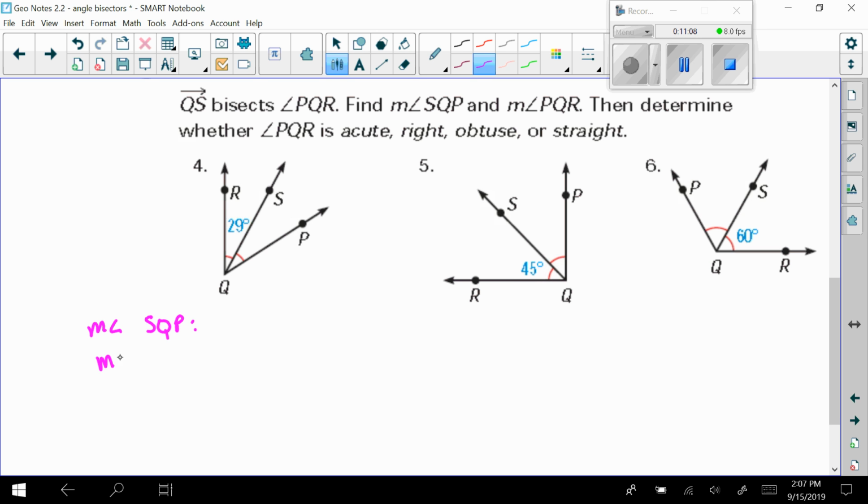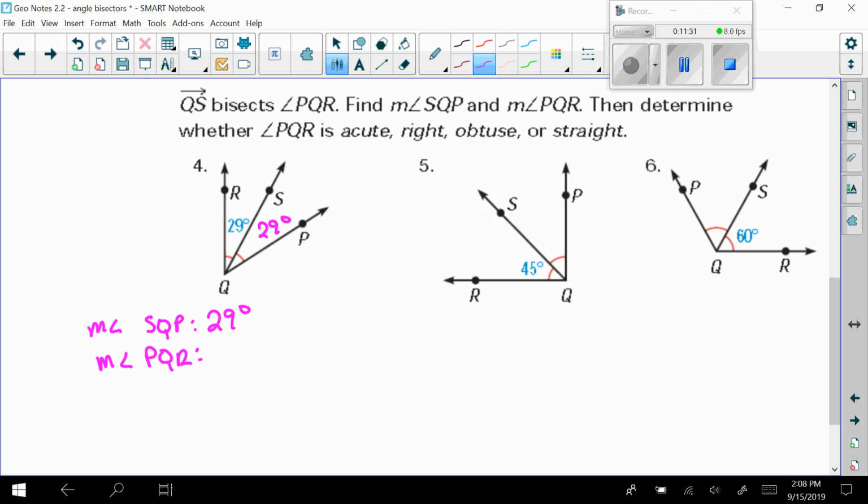Measure of angle SQP, and also PQR, all right? So SQP, do we know the measurement of SQP? We do, right? Because it's congruent to RQS. So this angle is also 29 degrees. So SQP is 29 degrees.